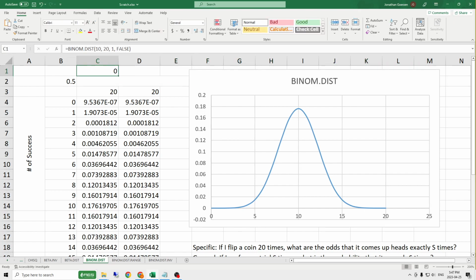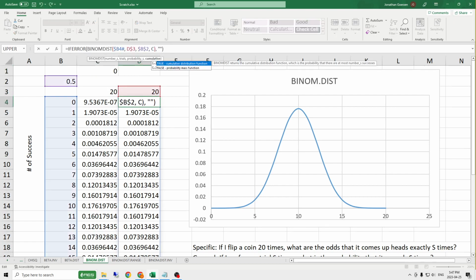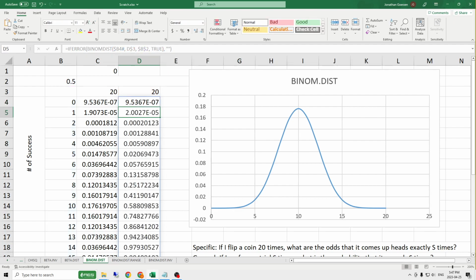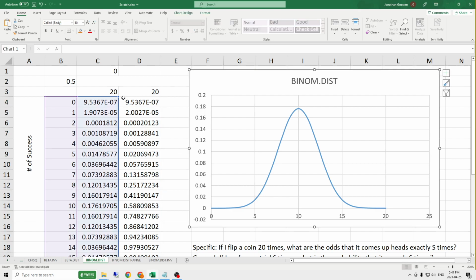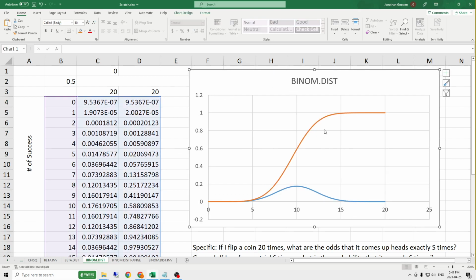And then the last parameter, this cumulative function, is a slightly different question. And I'll just change one of these columns to show the cumulative instead. Change it to true. There we go. The orange line shows the cumulative distribution.